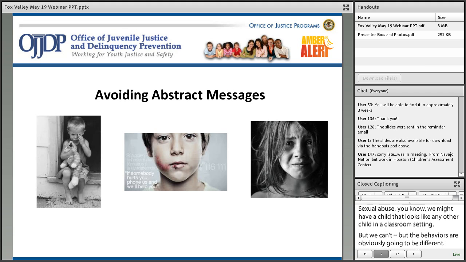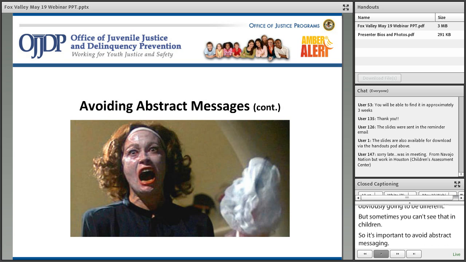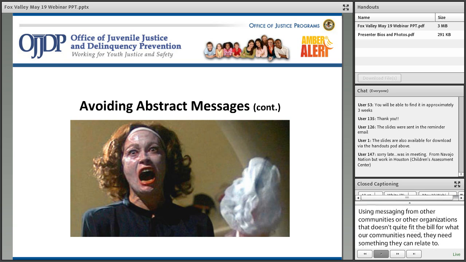Using messaging from other communities or other organizations doesn't quite fit the bill for what our communities need. They need something they can relate to. This isn't always what an abusive parent looks like. For some parents, you would never know. So using that shock and awe and saying that this is what an abusive mother looks like, well, it could be, but we really need to look at the messages, or the visuals especially, that we use to get our points across.